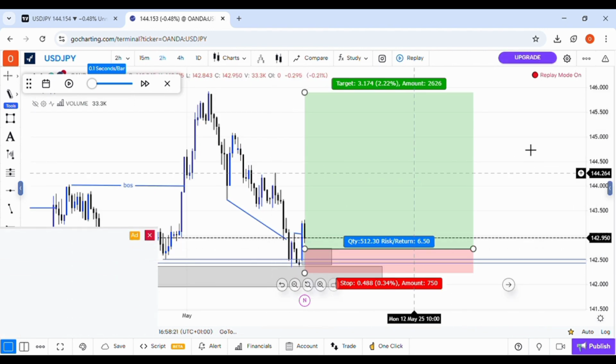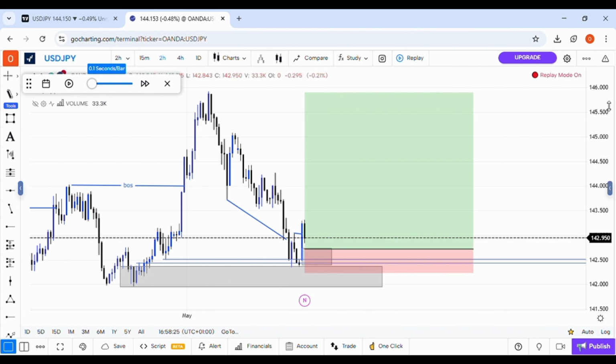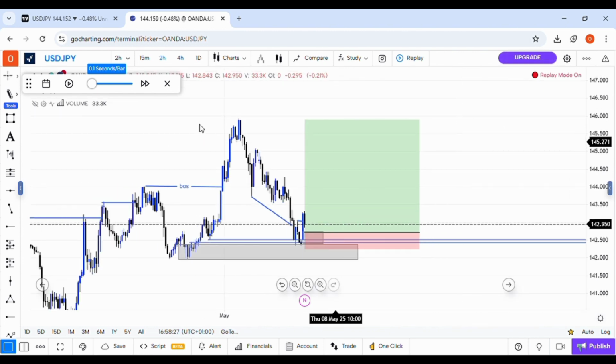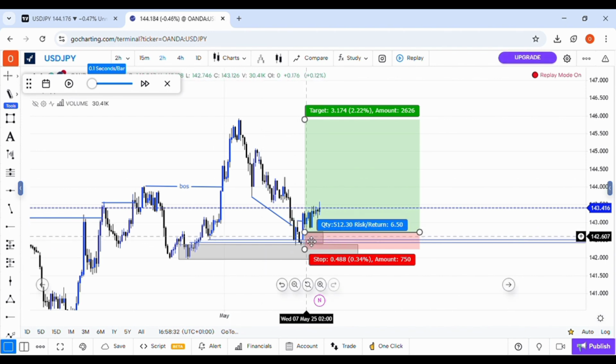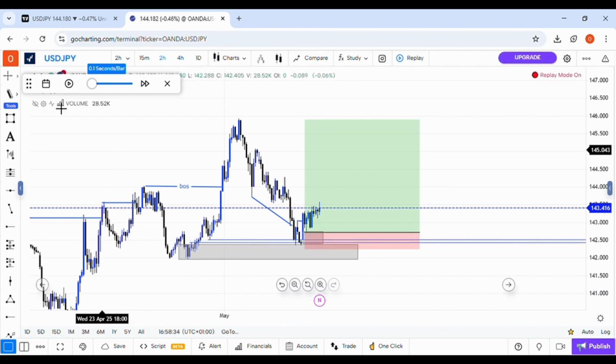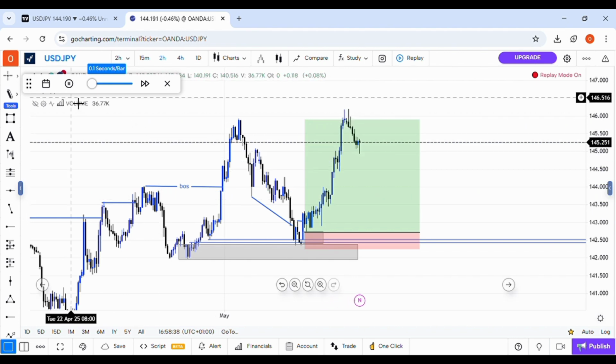So guys, this is our 2-hour time frame. Judging from the 2-hour time frame, you can see we are ready to go. So let's watch. Price has tapped us in. You can see this sniper entry. Price just tapped us in, and boom, straight to TP.